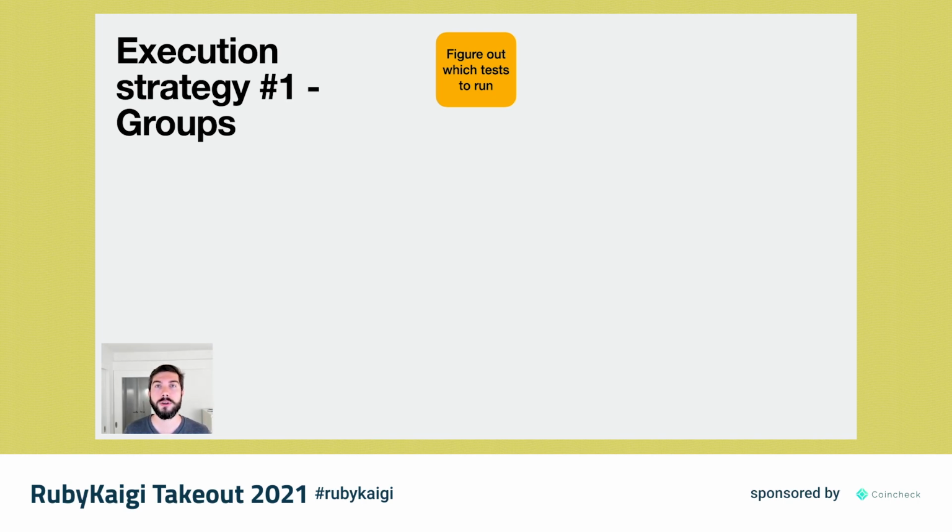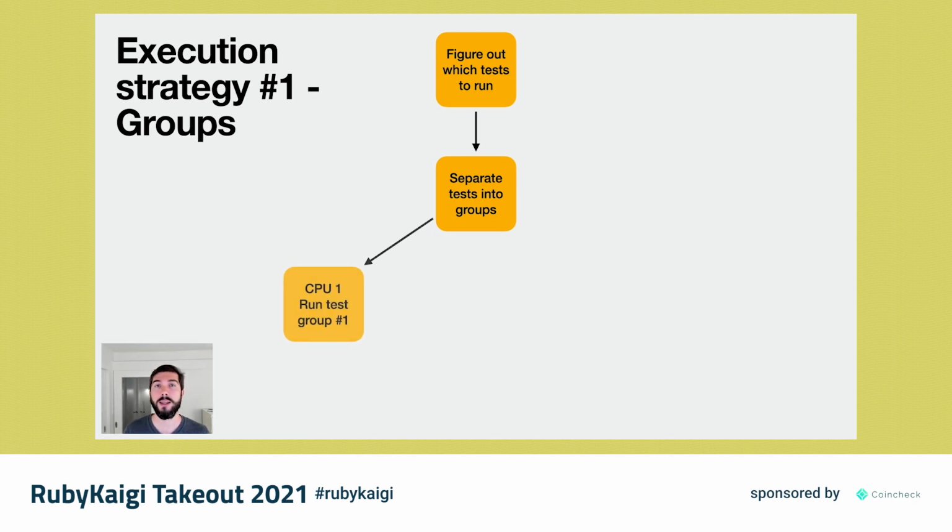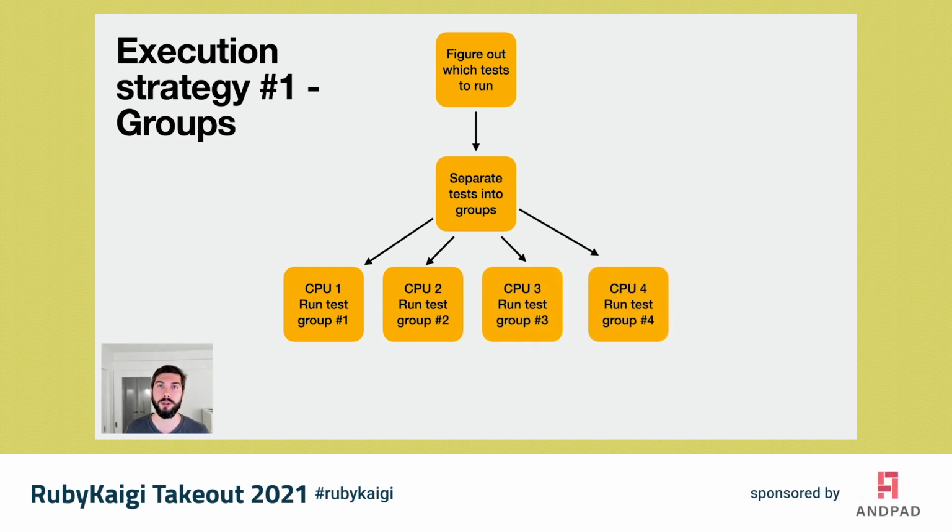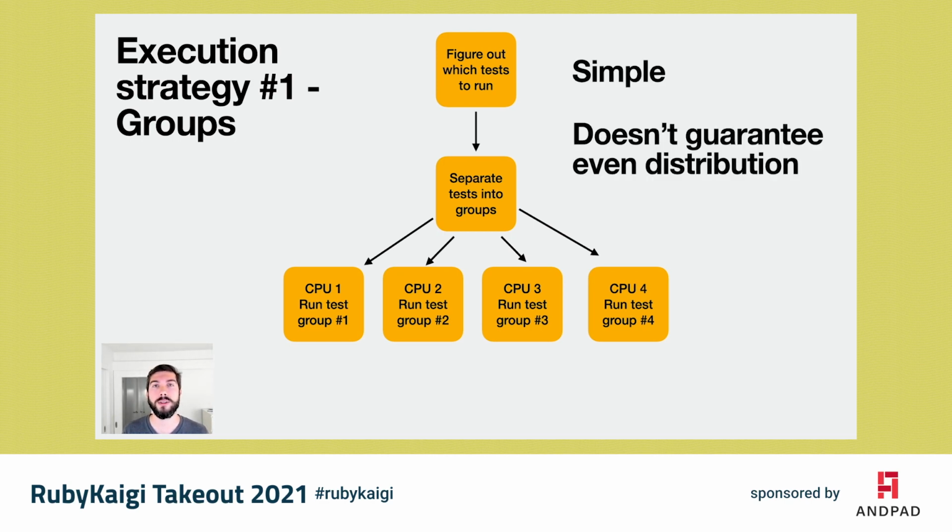We start by figuring out the tests we want to run. We randomize the tests into groups. And then each group gets assigned to a different CPU, to a different parallel worker that's going to run that simultaneously. It's a simple strategy, but it does have one major flaw. It does not guarantee even distribution in terms of the amount of time it takes to run the tests.